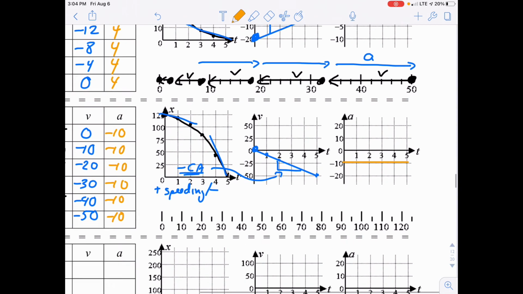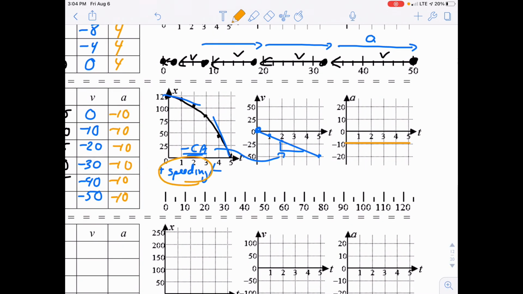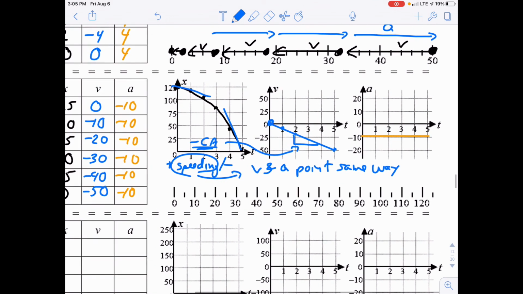All right. Since I am speeding up, velocity and acceleration point the same way. Remember, when an object slows down, velocity and acceleration vectors point opposite ways. But when an object speeds up, acceleration goes the way velocity does. So let's see here. The object is starting at 125, way over here. The object starts at 125 at rest.